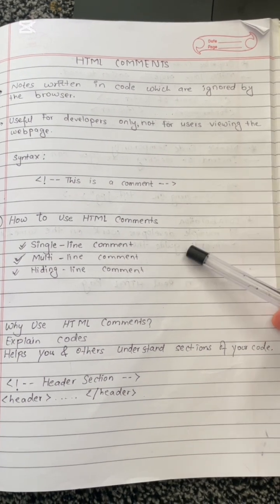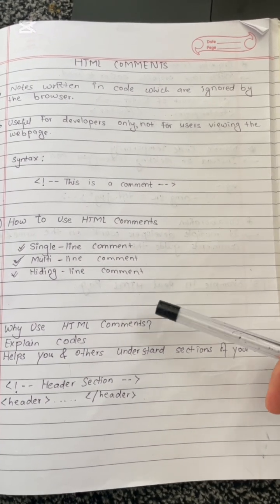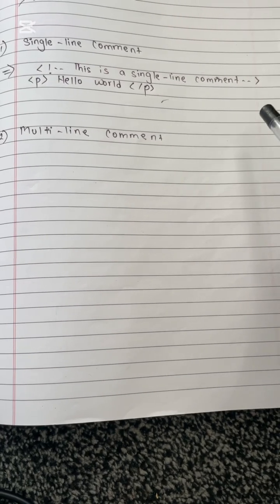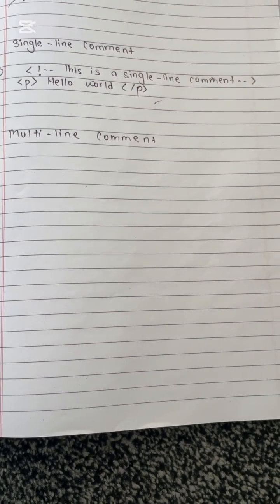And here are the types of HTML comments: single line comment, multi-line comment, and hiding code comment. Here is the example of a single line comment. It is used for a short note and only one line is commented. Like you can see here, only one line is commented. It is for a single line comment. Think of it like writing a tiny sticky note on a line of your code.